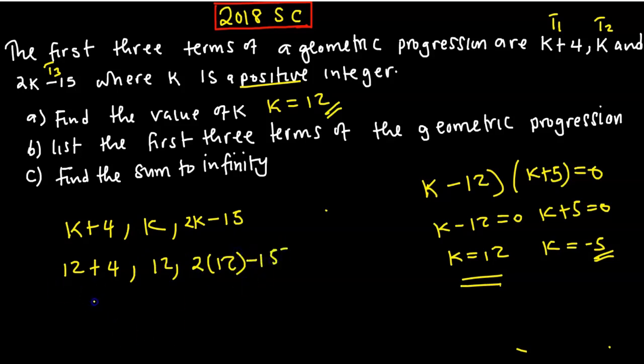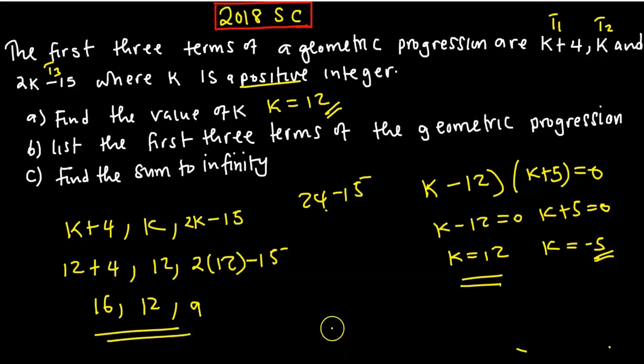So the first term is 16. The second term is 12. The third term will be 2 multiplied by 12, which is 24, then 24 minus 15. I guess you find 9. So this is the list. That is how you do it. You just go to what you are given, put the value of k, then add where you need to add and subtract where you need to subtract.